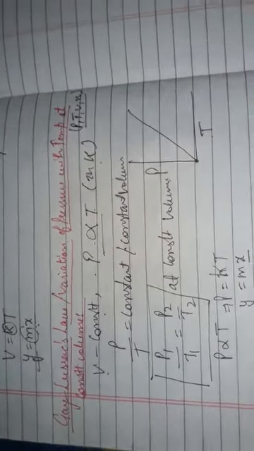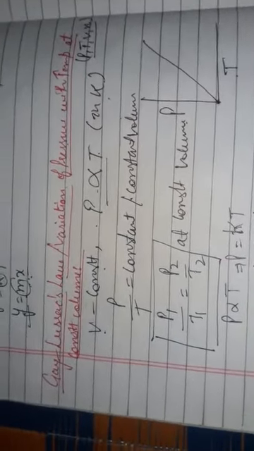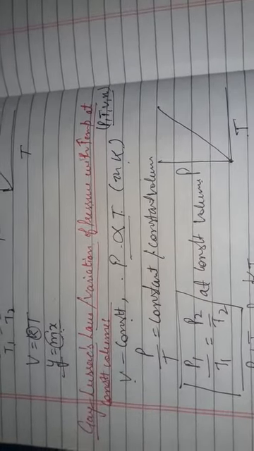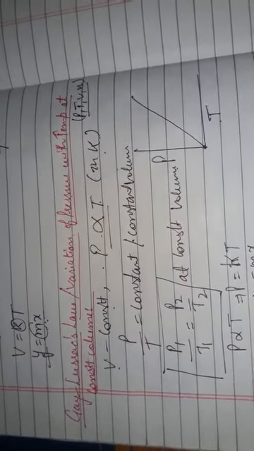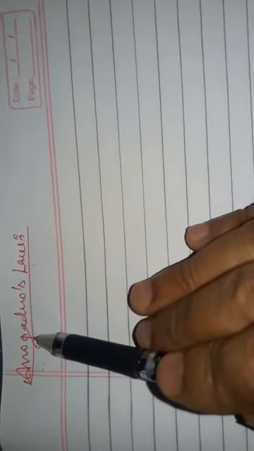Okay, so this is about Gay-Lussac's law, which we call the variation of pressure with temperature at a constant volume. This is about two laws. So students, next is Avogadro's law. You have already learned about Avogadro's law in the first unit.